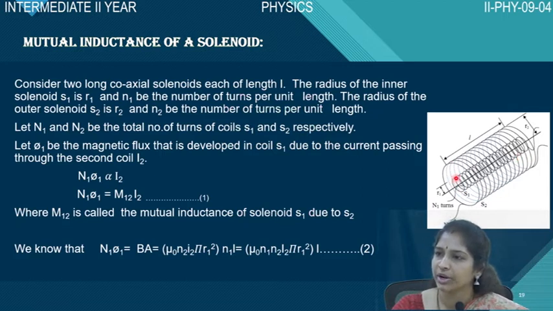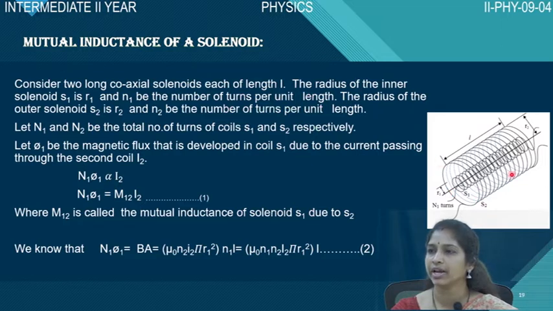So this is the first solenoid. It consists of N1 number of turns. So the total number of turns in the first solenoid is N1. And this is placed inside the second solenoid. This second solenoid consists of N2 number of turns. So the total number of turns in solenoid S2 is N2. R1 is the radius of the first solenoid. R2 is the radius of the second solenoid. L is the length of both the solenoids.